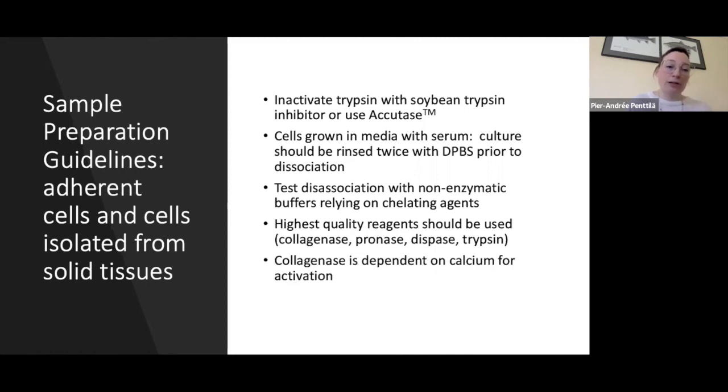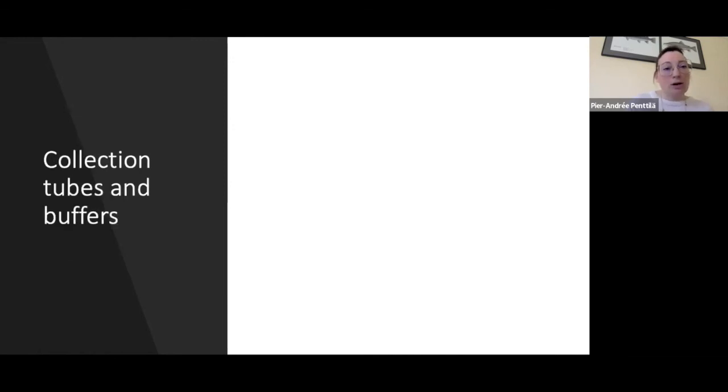And finally, collagenase is also dependent on calcium for activation, so do keep that in mind. Now, a little bit about collection tubes and buffers. The first is it's best practice to pre-coat collection buffers with serum, and that aids the cells if they are, for example, hitting the side of the tube slightly, to fall inside into the collection media below.